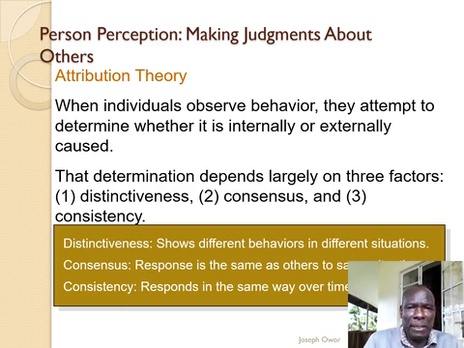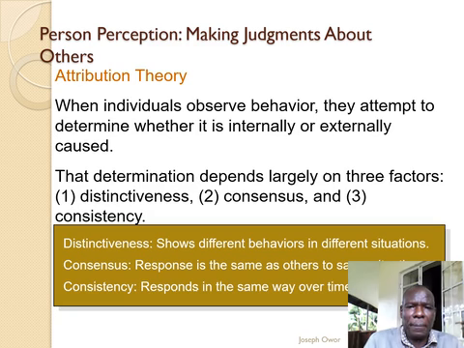When we observe somebody and we see a particular behavior in that person, or we observe something that person does, we can attribute what we observe to either internal or external forces. That distinction depends largely on its distinctiveness, the consensus, and consistency. Distinctiveness shows the different behaviors in different situations. Consensus is when the response is the same as others to the same situation, and consistency is when the response is the same over time.